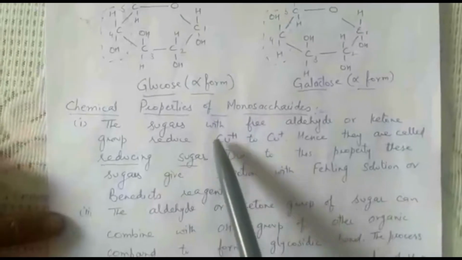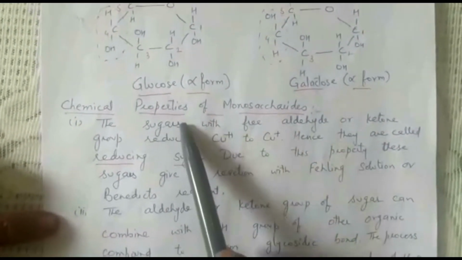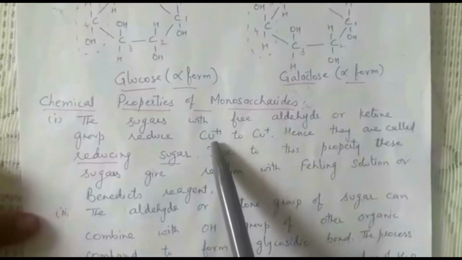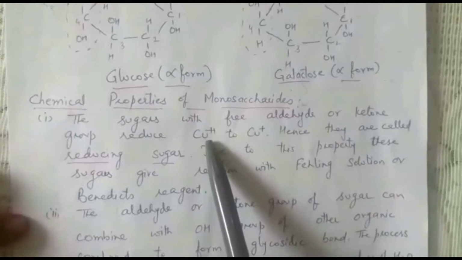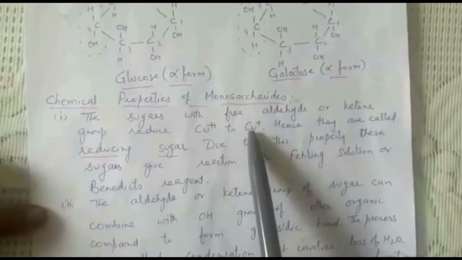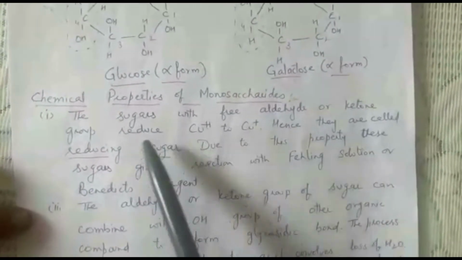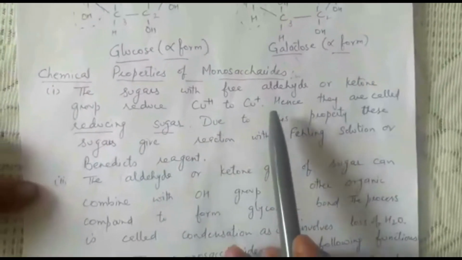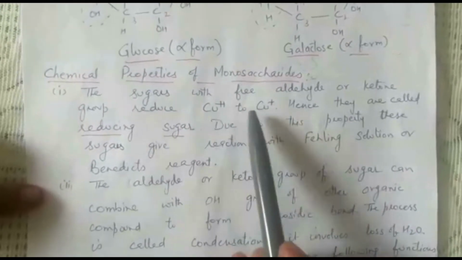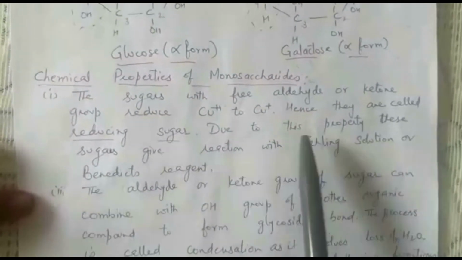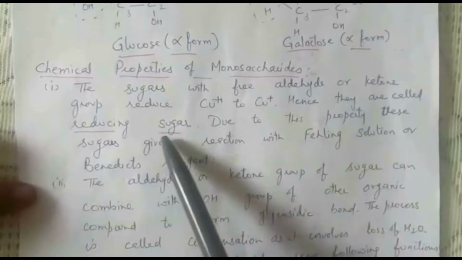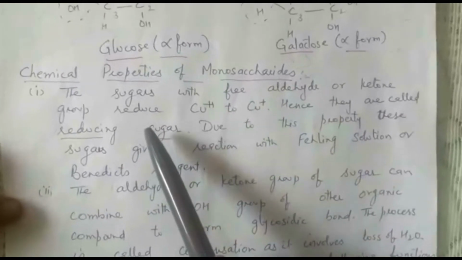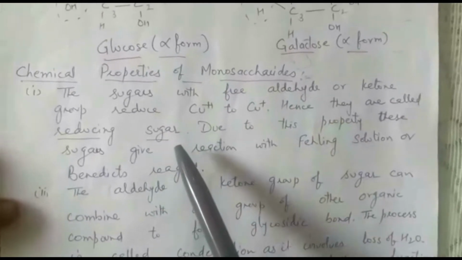Now what are the chemical properties of monosaccharides? All the sugars which have a free aldehyde or free ketone group can reduce. What is reduction? Reduction is the gain of electrons. So they can reduce cupric ions to cuprous ions, and hence they give reaction with Fehling solution and Benedict's reagent. These sugars which can reduce cupric ions to cuprous ions and give reaction with Fehling solution or Benedict's reagent are known as reducing sugars. So under monosaccharides, glucose and galactose are reducing sugars.